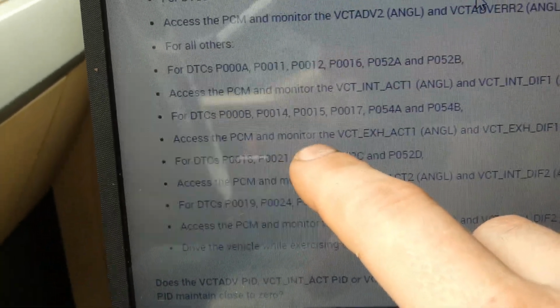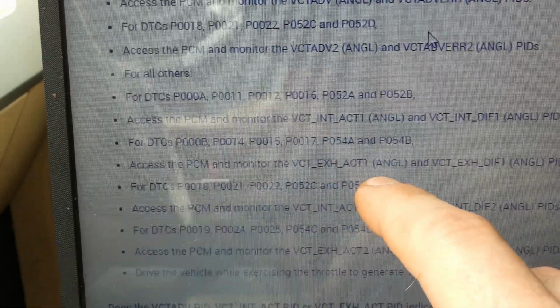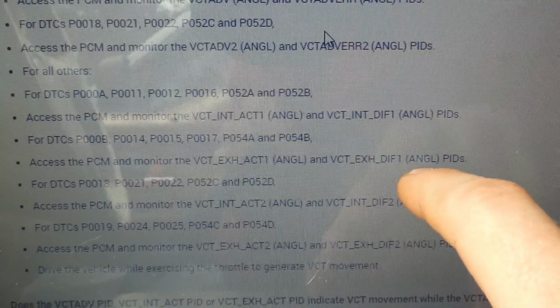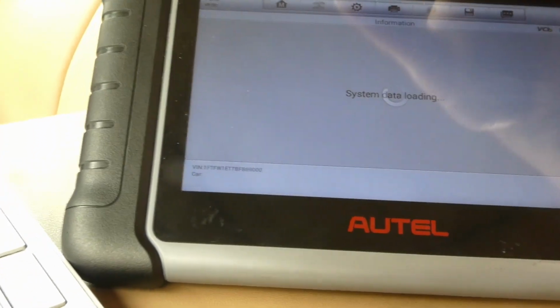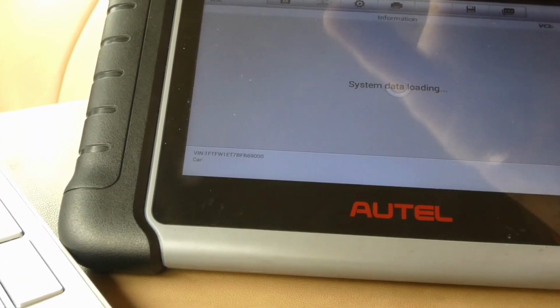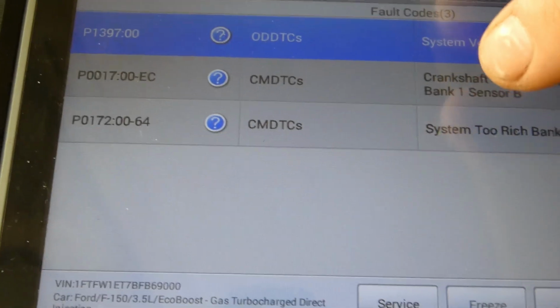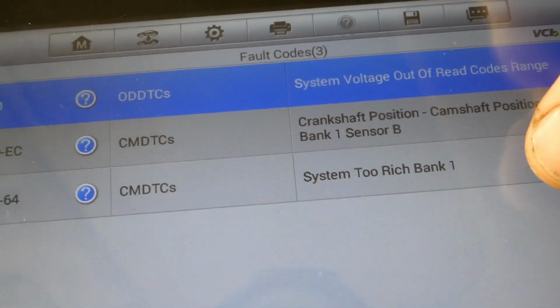We're going to access and monitor the VCT exhaust actual angle and the VCT exhaust difference angle data PIDs. So we'll get those pulled up. This has navigation. I'll pull these codes. Alright, so P0017, crankshaft position, camshaft position, correlation. And naturally, that bank isn't operating properly, so that bank is running rich.